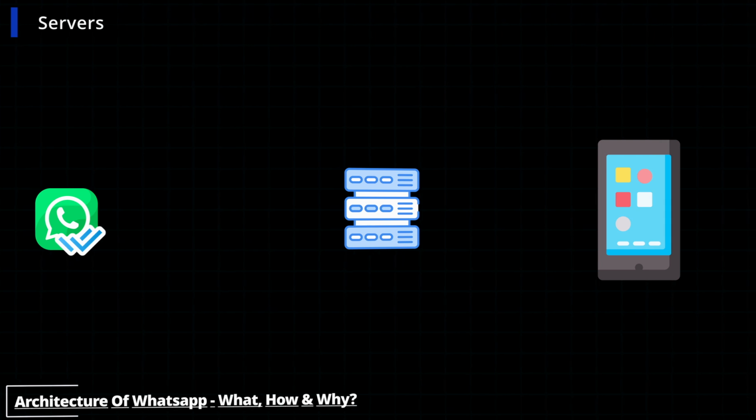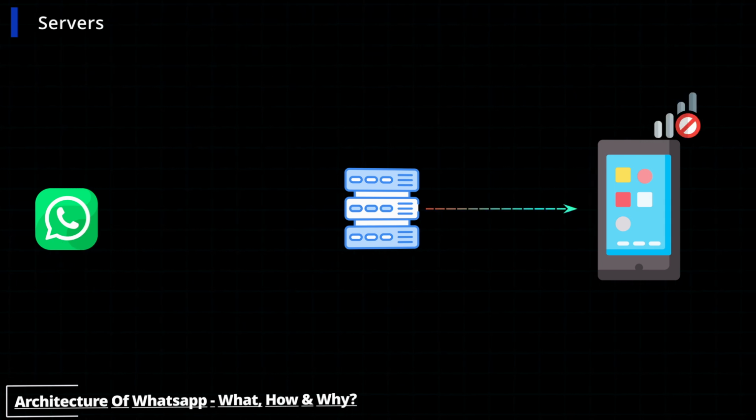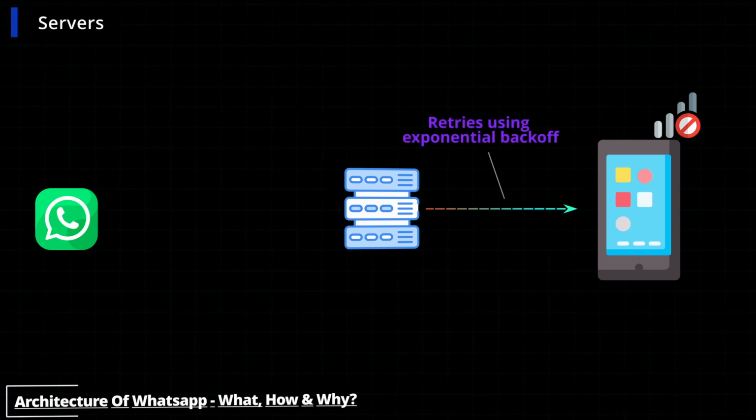Sometimes delivery doesn't succeed right away, maybe due to a network issue. In that case, the server retries using exponential backoff, which means it waits a bit longer after each failed attempt. So here the unique message ID comes into play to prevent duplicates. Even if the server tries multiple times, your friend won't receive the same message twice.